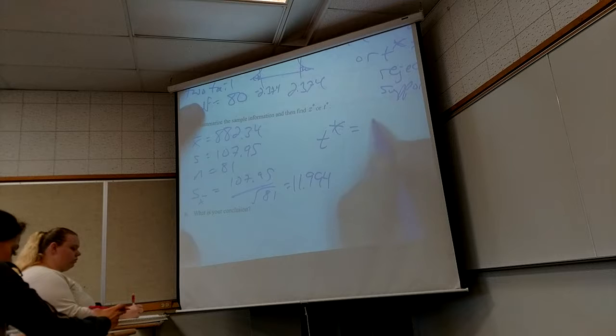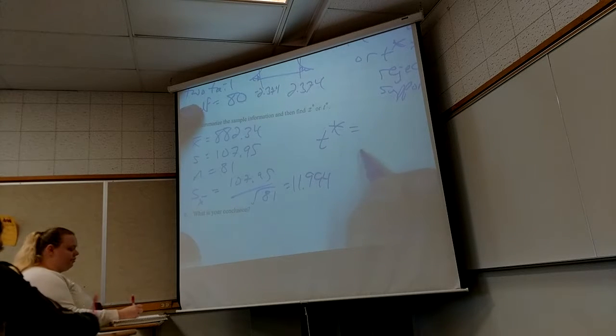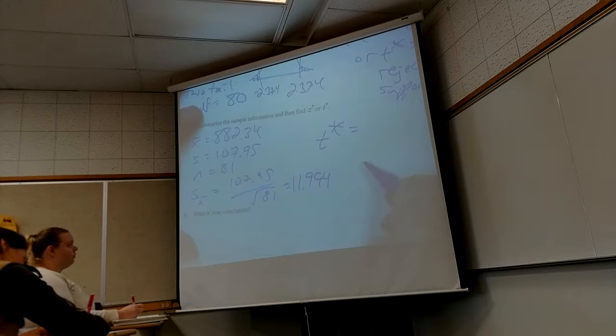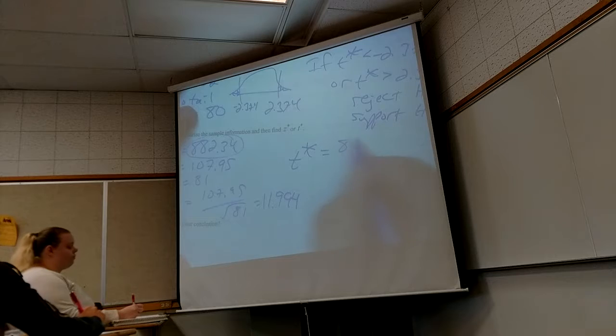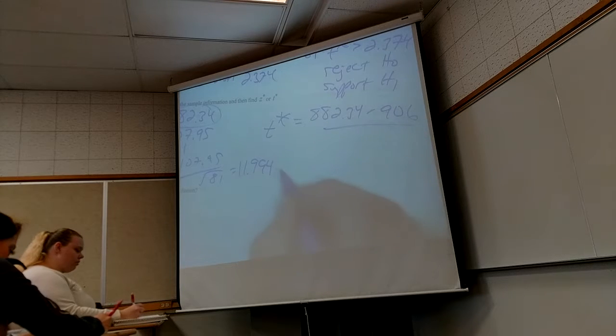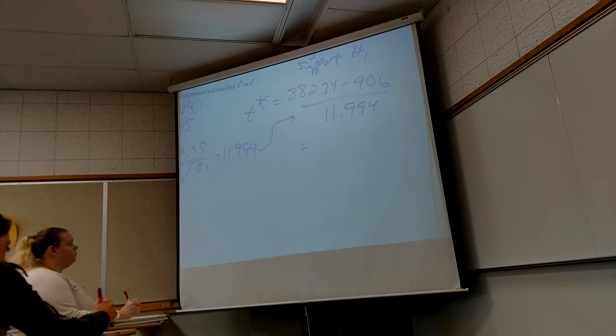So I then know T star. The only reason it's a T star is because S is in it. The formula doesn't change. It's still our data minus the supposed middle, divided by the new spread.